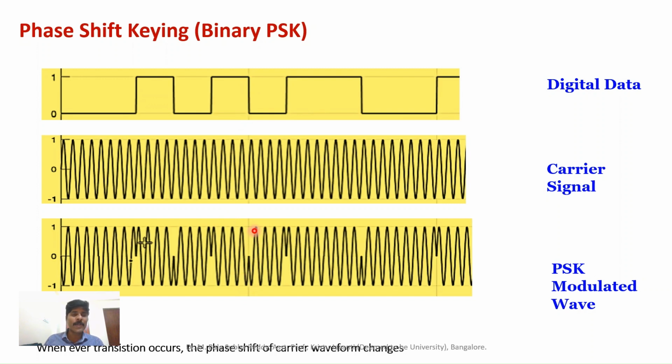So these are the three types of digital modulation techniques: amplitude shift keying, frequency shift keying, and phase shift keying. In the next class, there are again types in phase shift keying such as DPSK, differential phase shift keying, and QPSK, quadrature phase shift keying, that we shall see in the next lecture.